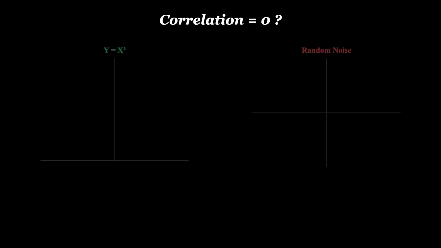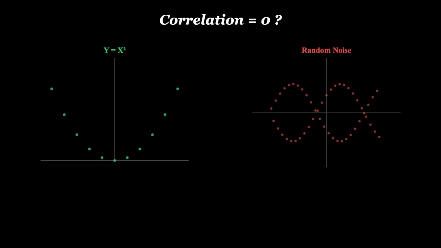Consider two cases. In the first, y equals x squared, a perfect parabola. In the second, y is random noise, completely unrelated to x. Standard correlation coefficients will be near zero for both. Yet in the first case, knowing x tells you y exactly. The relationship is deterministic. Correlation is blind to this nonlinear structure.